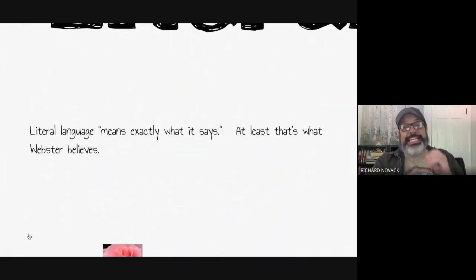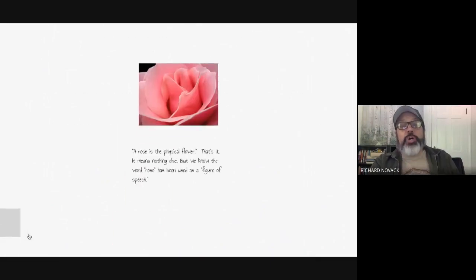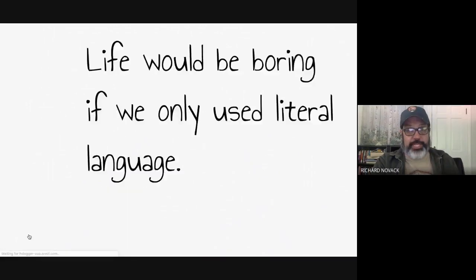So literal language. Literal language means exactly what it says, right? Well, that's what Webster's dictionary says. So when you're thinking of literal language, a rose is a physical flower. That's it. It means nothing else. But we know the word rose has been used as a figure of speech in other examples, right? Life would be boring if we only had literal language.